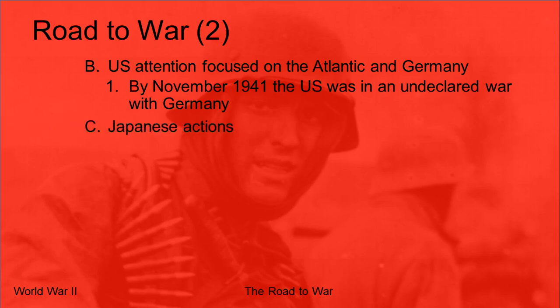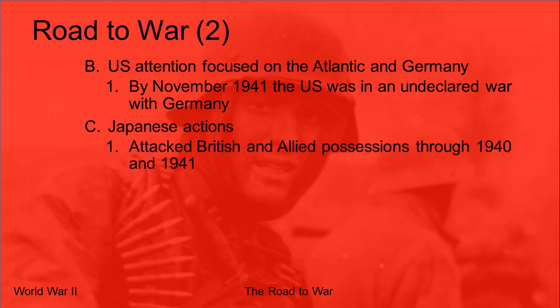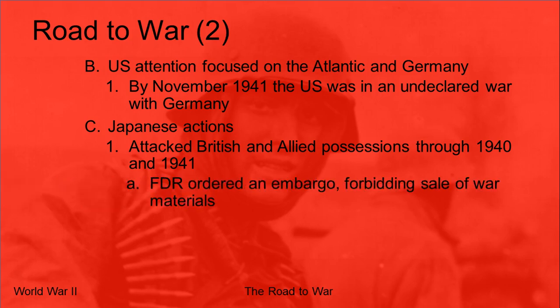And we tended to ignore what was going on in Asia with the Japanese. The Japanese, through 1940 and 41, had been taking advantage of the situation in Europe, and they had been attacking British positions throughout Asia and the Pacific. And so, eventually, in 1941, the Japanese are going to go too far, and FDR, after trying to convince them to stop, is going to order the United States to embargo sales of materials to Japan, especially oil and steel, which they needed to keep their war machine running.